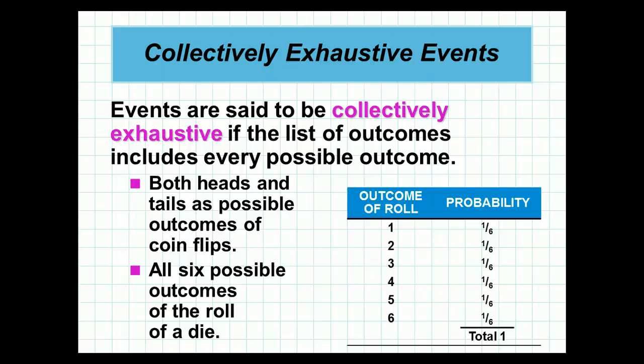We also are going to read about collectively exhaustive outcomes, and they are collectively exhaustive if the list of possible outcomes includes every outcome. For example, on the roll of the die, there are 6 possible outcomes, and that includes every possible outcome. I don't think a die can land just on a corner. So of all the possible outcomes, all 6 of them are listed. So this list of events is considered to be collectively exhaustive.